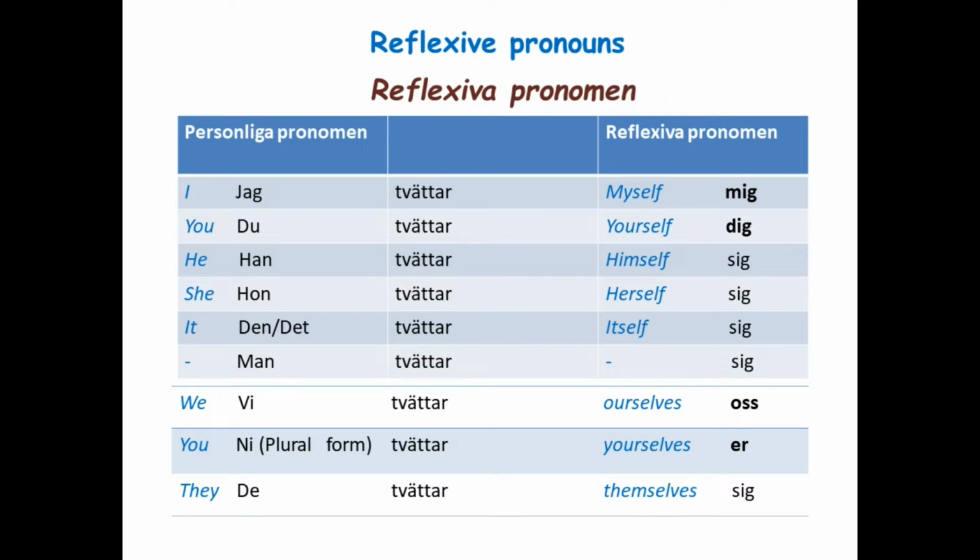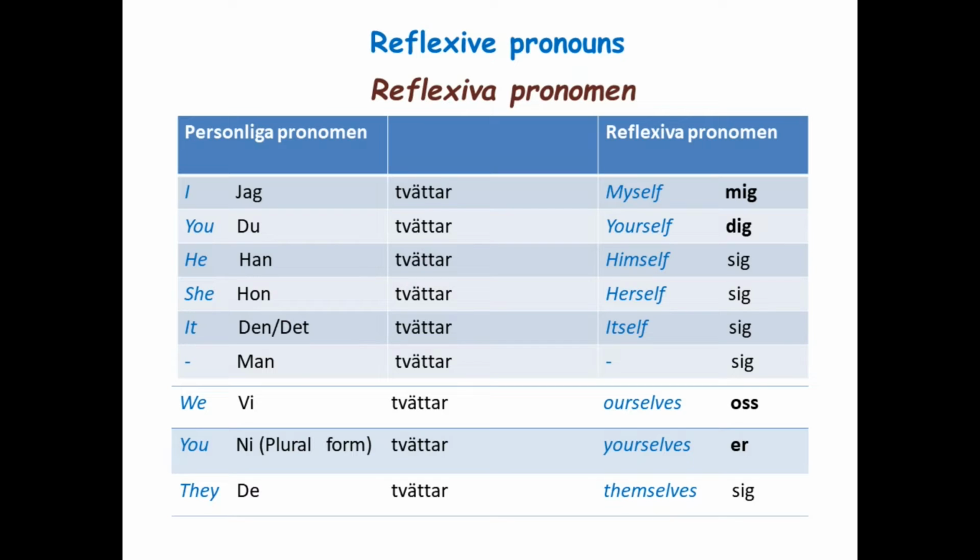On the first column, you can see the personal pronouns, while on the third column, you can find the reflexive pronouns. On the second column, you can read the word tvättar. Tvättar means wash. We can use tvättar as our verb. Okay. I becomes mig. You becomes dig. He becomes sig. She becomes sig.